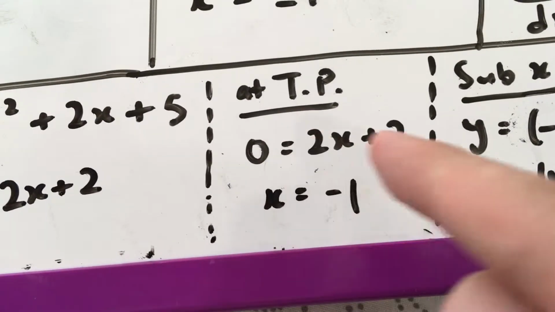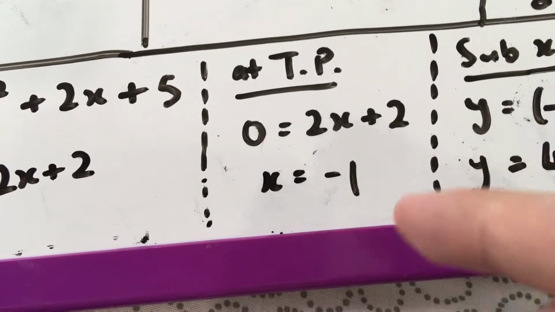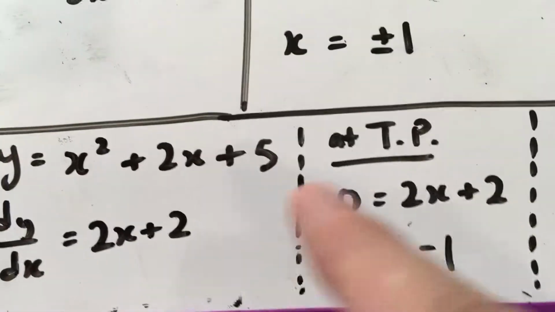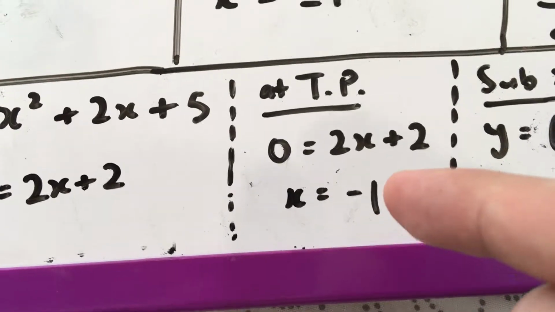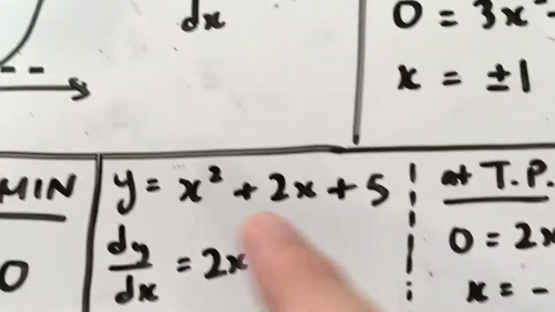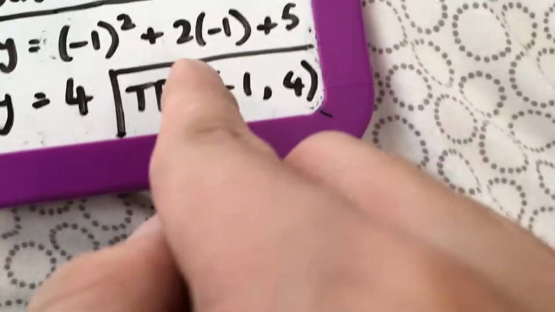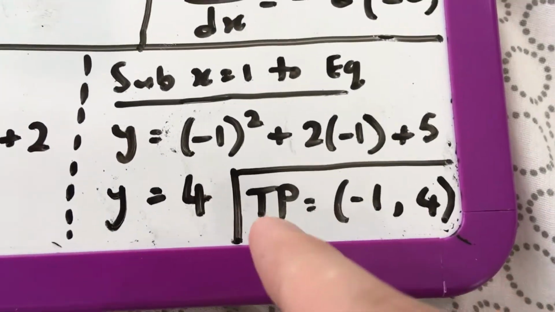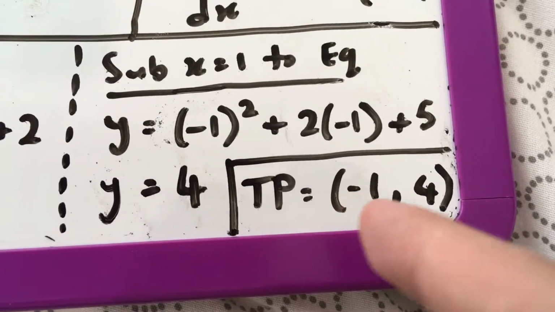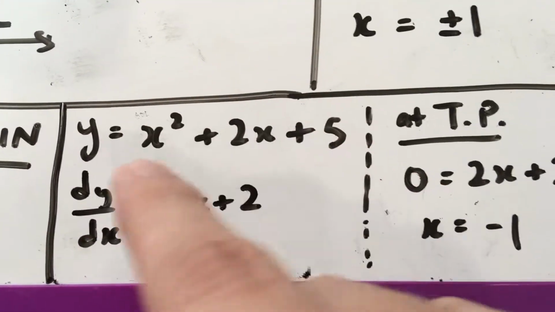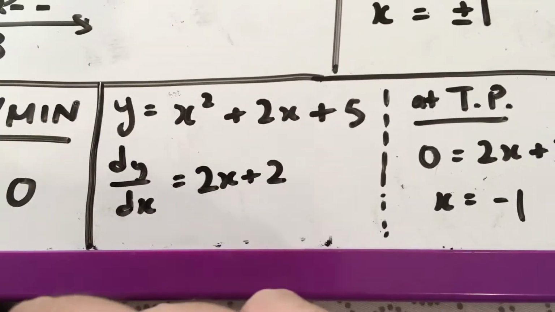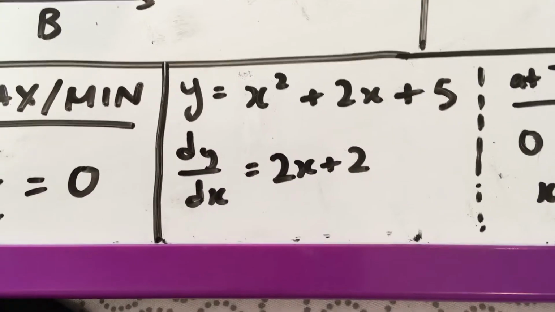This is just a linear equation. So I shuffle it around and find that x equals negative 1. So you can conclude that at the turning point, x equals negative 1. You can sub this back into the original equation to find the value of y, 4. So now you know that the turning point of this equation is negative 1, 4. Just by using the fact that dy dx equals 0, we already found the turning point. That's how you use this to your advantage.